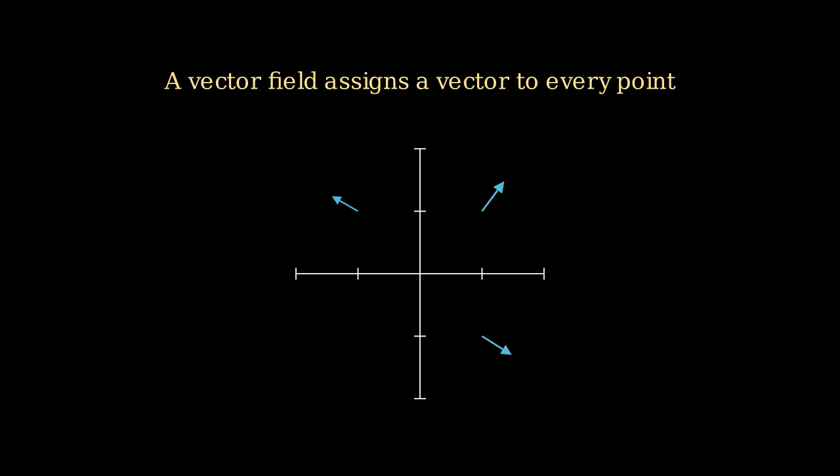A vector field assigns one vector to every point in space. For example, it might represent wind speed or the strength and direction of a force at that point. Let's work through a worked example. We are given a formula for a vector field called f.